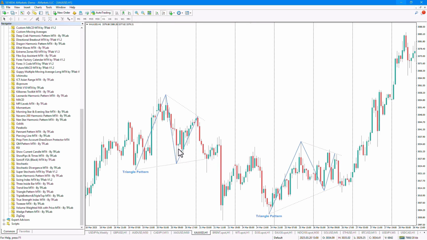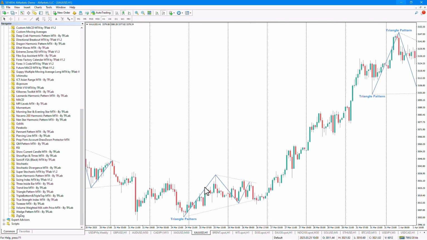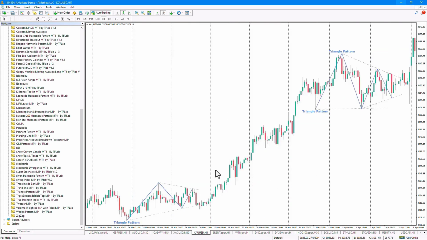The distance between the 2 pivots is less than 2 ATR, which helps prevent the identification and drawing of non-standard patterns, and only displays those patterns on the chart that have greater validity.